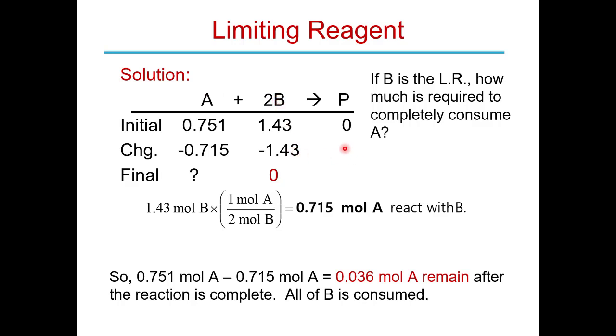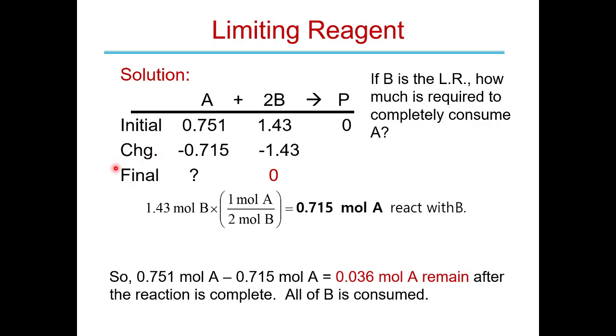And then we could also, if we wanted to, predict how many moles of P would be formed. In that case, we would just take our 1.43 moles of B, multiply it by 1 mole of P for every 2 moles of B, and we would get the same answer. So we're going to make a positive, over here we'd make a plus sign, 0.715 moles of P, and that's how many moles of P we would have when the reaction is done.